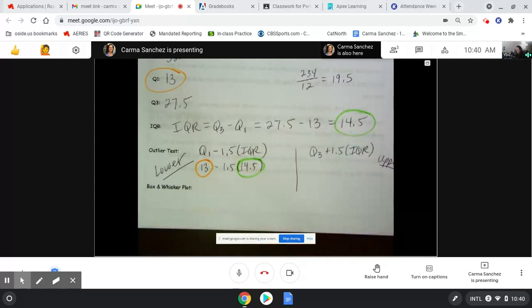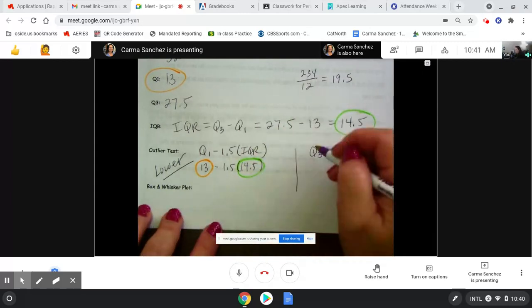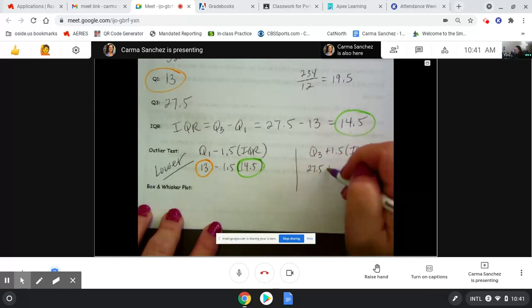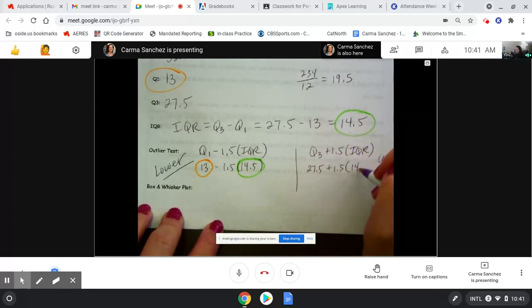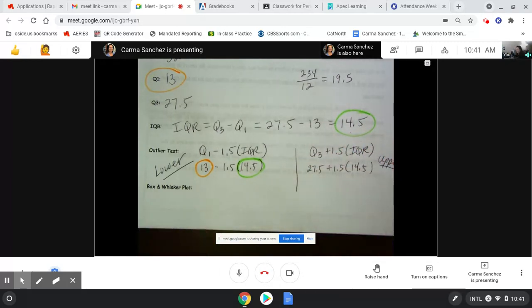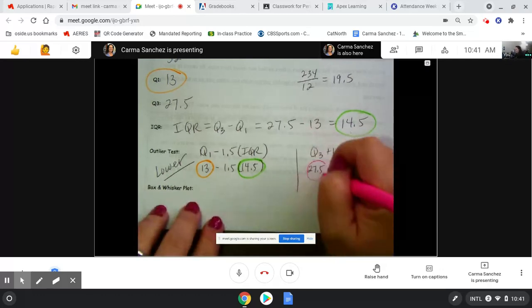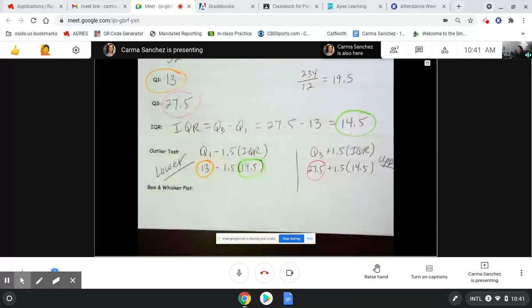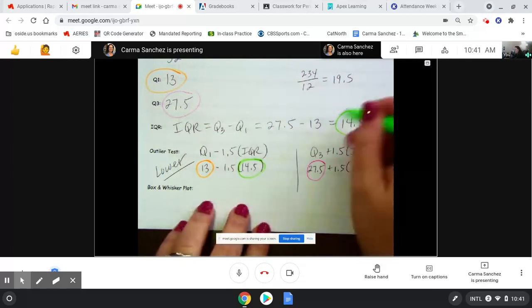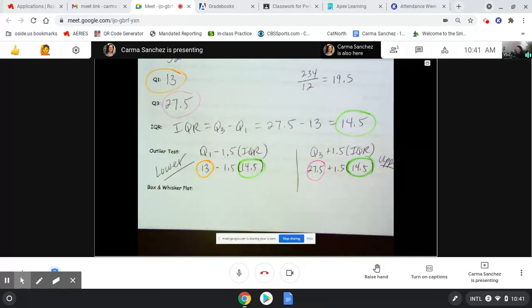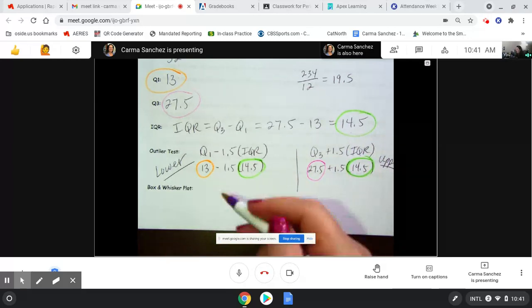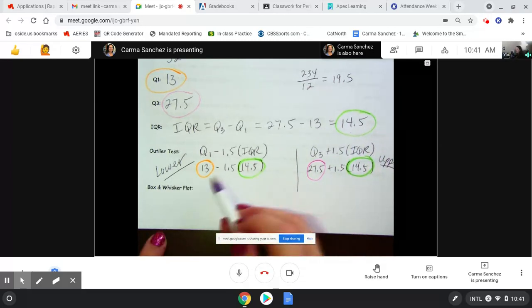Okay, then I'm going to go plug into the other one. Q3 is 27.5, 1.5 times the IQR. Again, where did these numbers come from? Q3 is right here. We just calculated it. And my IQR is the same one I just got. We're just plugging into that formula. So we have to multiply and then subtract.